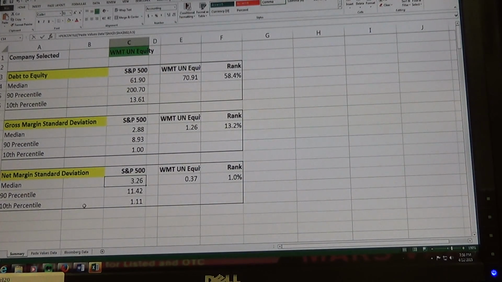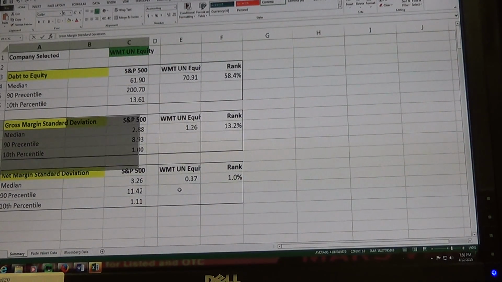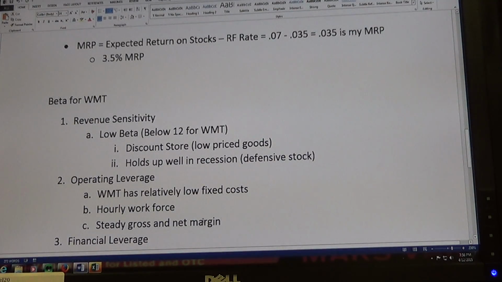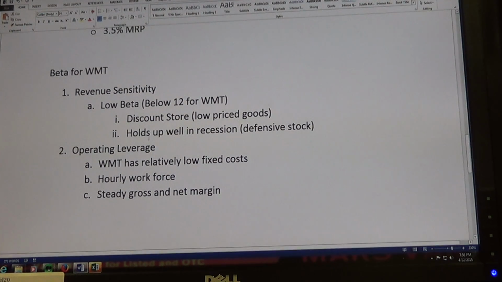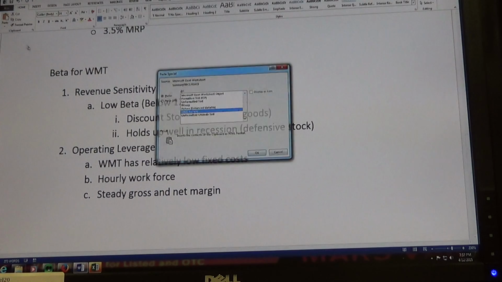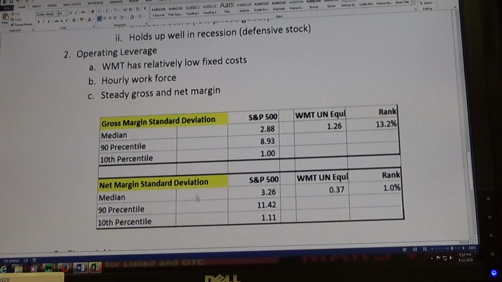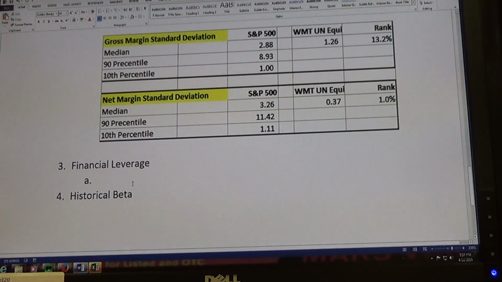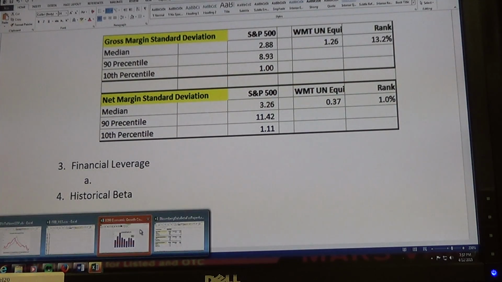So you could actually bring this entire thing in to your paper and just talk about it, talk about the numbers and how that provides evidence that your firm has low operating leverage because it's so stable in its gross and net margin. Financial leverage is how much debt it has, so this same spreadsheet will help you with that.